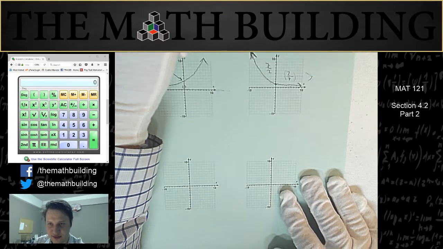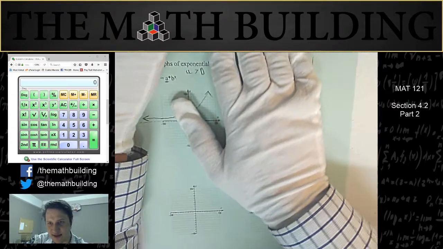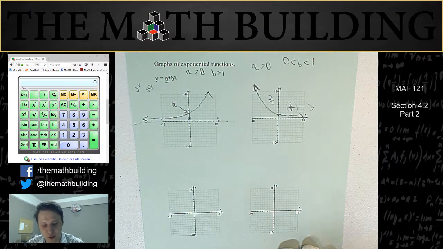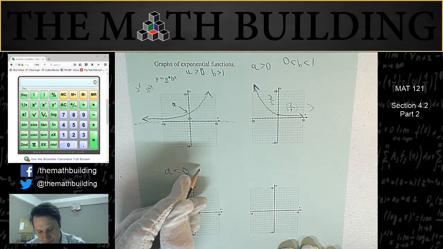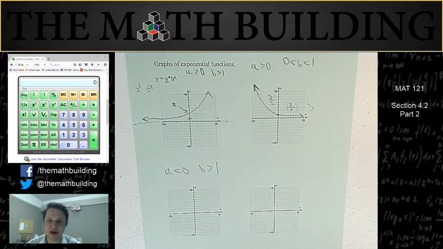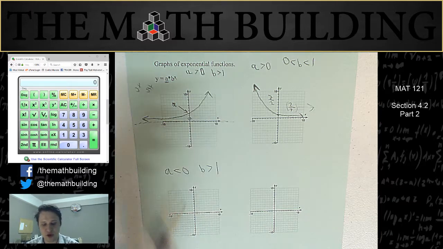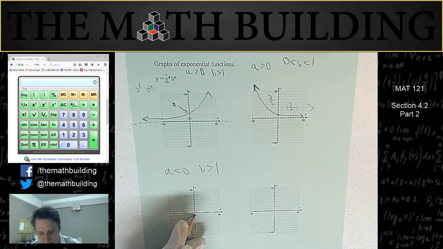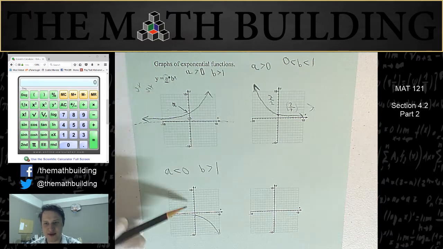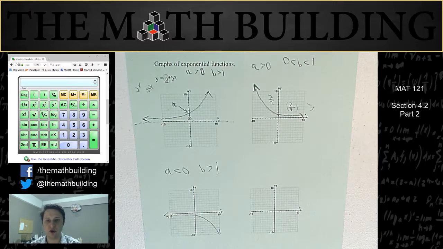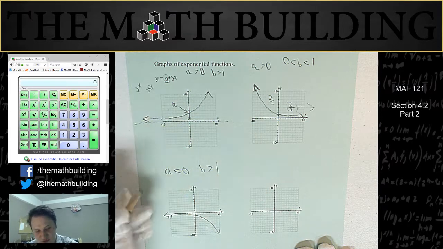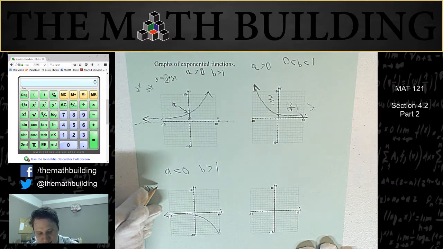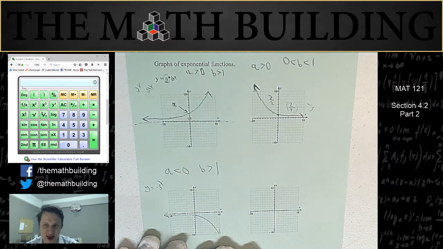So now let's look at the other two cases. So far, we've looked at a is bigger than 0, b is bigger than 1. So what happens if a is negative? And we'll keep b the same. So b is bigger than 1, a is negative. As usual, if you're multiplying a function by a number and you just add a negative sign to it, it basically just flips it over the x-axis. So that's pretty much, I hope, easy to understand. So this would, for example, be the function y equals -3 to the x. Basically just turns the whole thing negative.